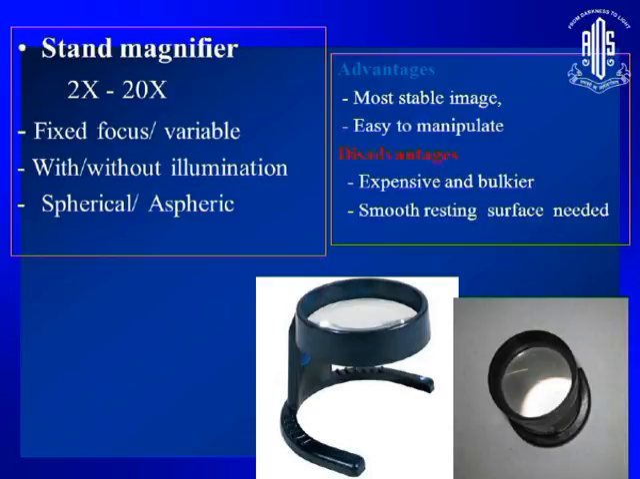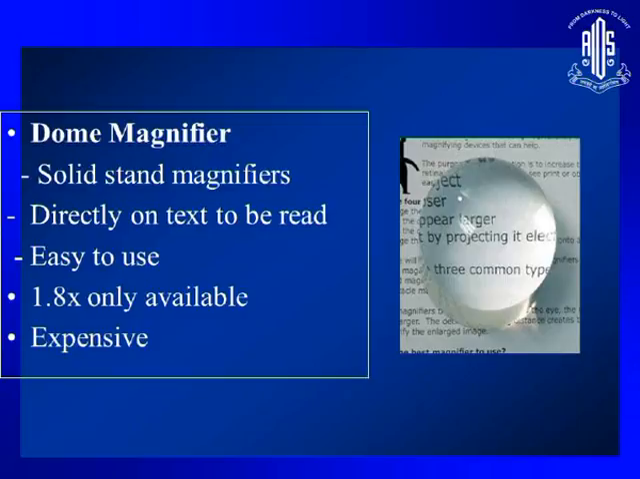The next is the stand magnifier. This has a fixed focus. Now you get magnifiers with illumination. There are aspherical lenses also mounted in that. This is a very simple low vision aid called the dome magnifier, or you can call it a paperweight magnifier also. It's a very simple aid because it is more transparent.